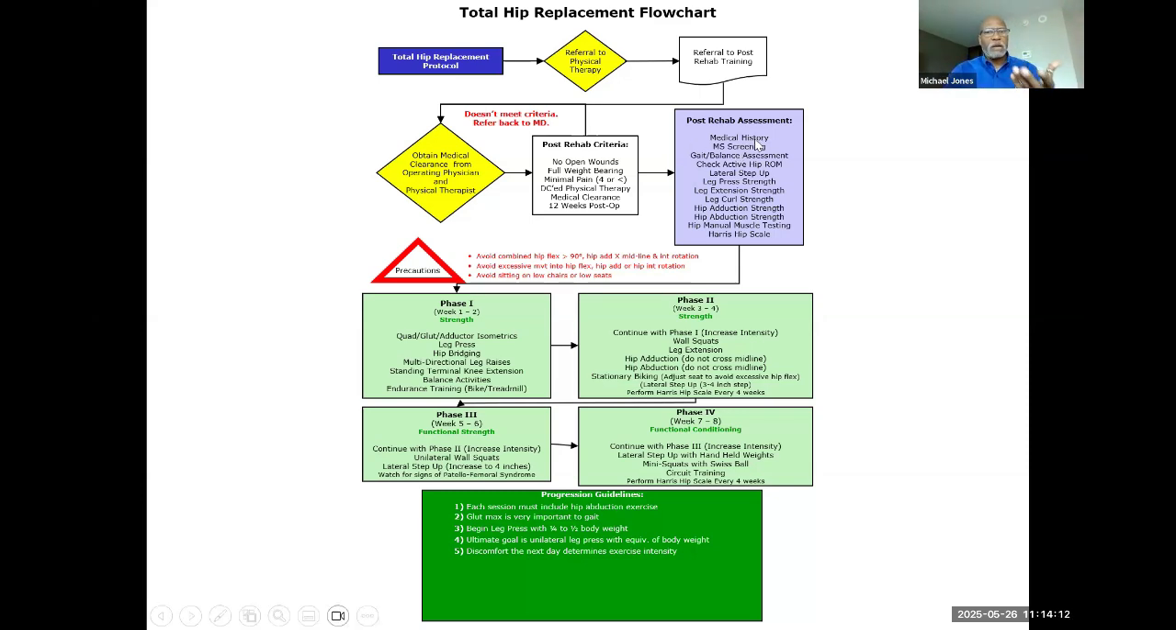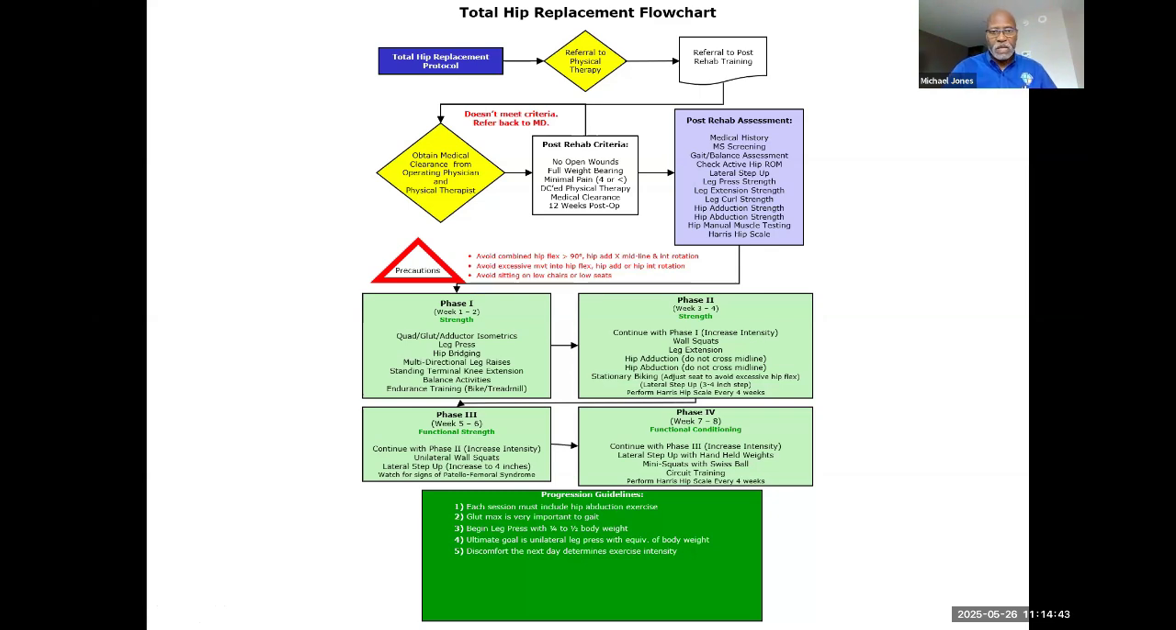Notice in the assessment, we talk about the medical history, screening, balance assessment, check their active hip range of motion. Can they do a lateral step up? What kind of strength levels do they have for the leg press, leg extension, hamstring, also the quad? Also, what kind of strength do they have with hip abduction and adduction? And do we need to do any manual muscle testing of the hip, looking at gluteus maximus, gluteus medius, and also the Harris hip scale, which is the functional scale that we use for assessing clients' function when they have a hip condition.